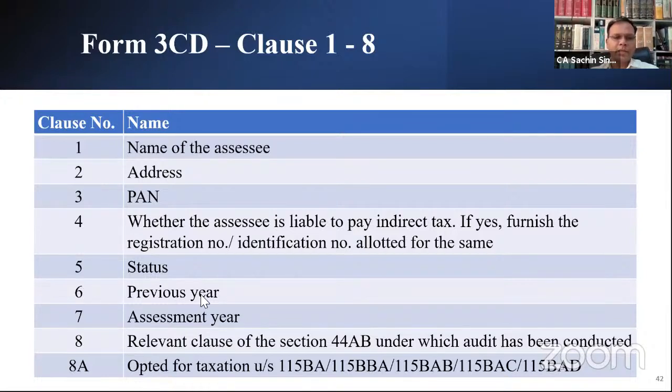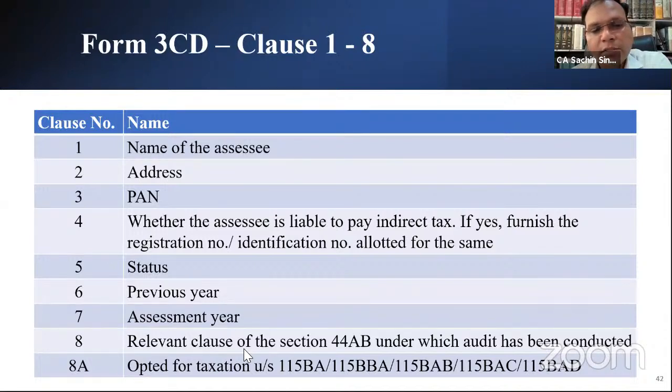Coming to clause 8A, this is new for this year: opted for taxation under the new regime. If the SSC has opted for taxation under the new regime, what will happen? While furnishing this report, that is on 30th October when signing the report, I am not in a position to determine whether the SSC will take the benefit of this section or not.